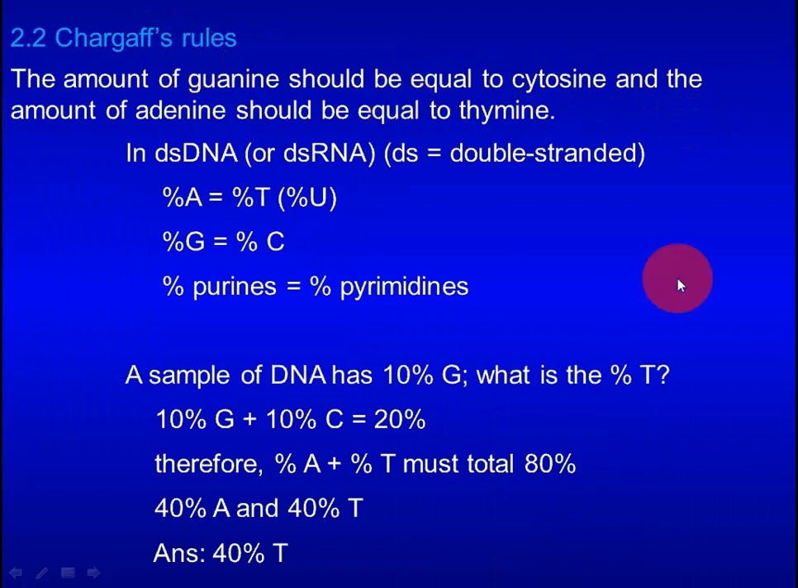For example, when a DNA sample has 10% of G, how much is the T? Since the amount of C equals G, the amount of C and G should be 20%. The rest are A and T, and it should be 80%. Since the amount of A equals T, T should have half, which is 40%.